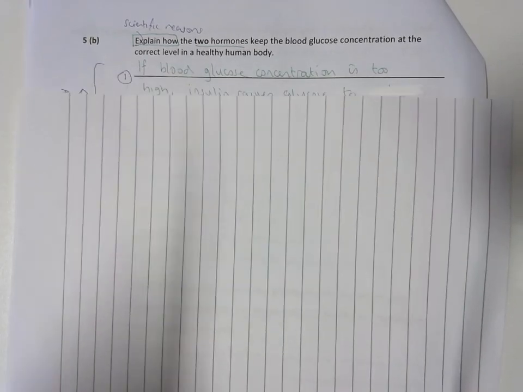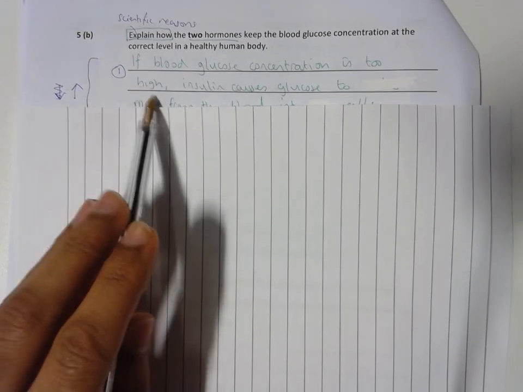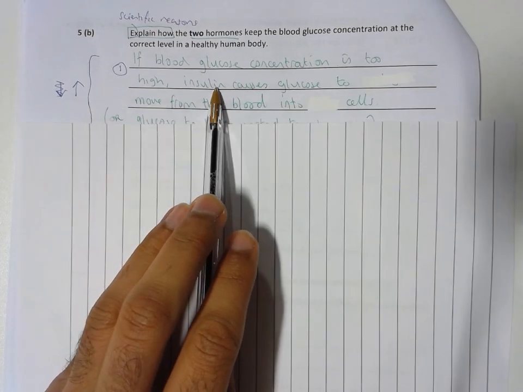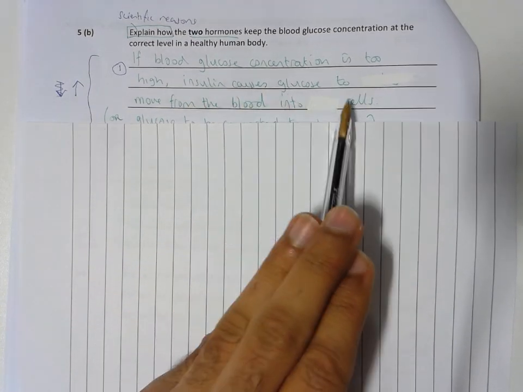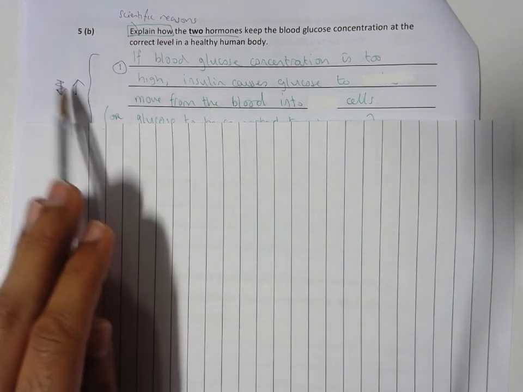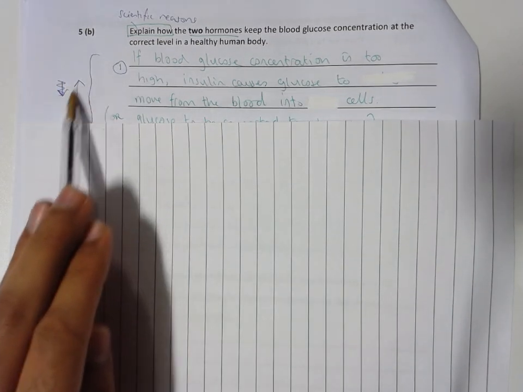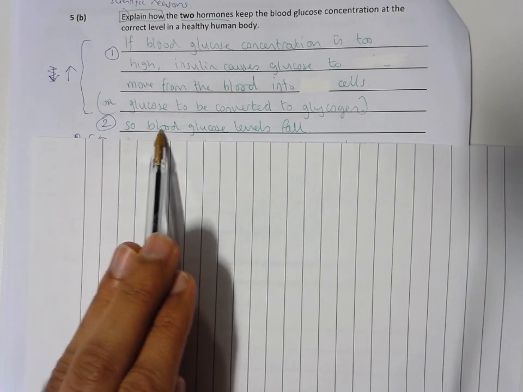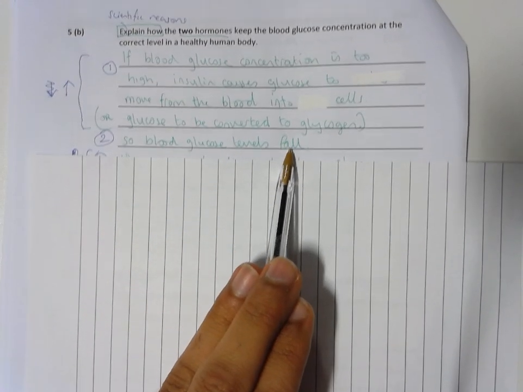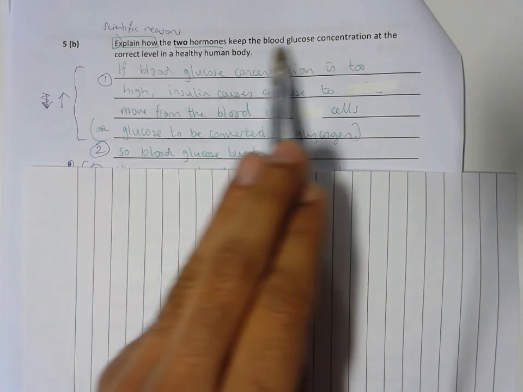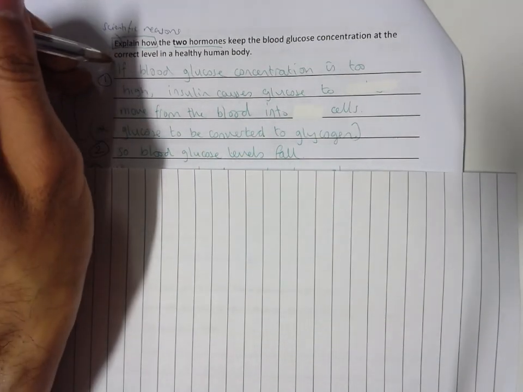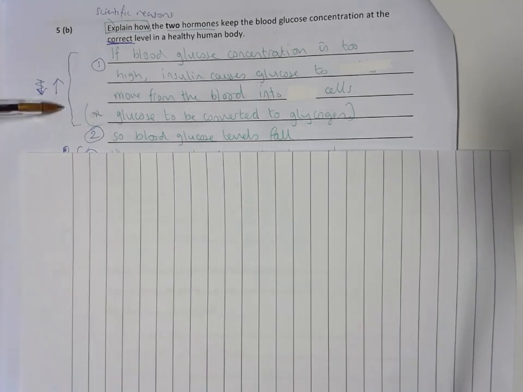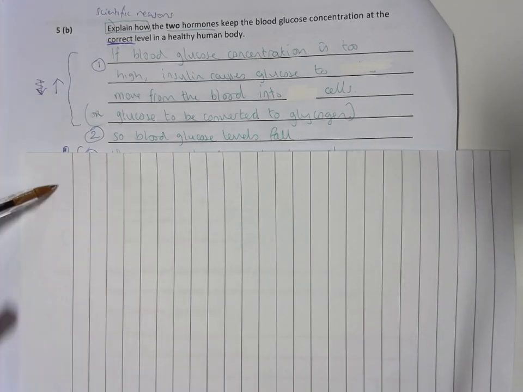So, if blood glucose concentration is too high, insulin is released from the pancreas and causes glucose to move from the blood into the cells. That's the 1st mark I've got for saying what happens when blood glucose levels are too high. And the result is blood glucose levels will fall. So I've already explained how we keep the blood glucose concentration at the correct level. I've talked about what happens when it goes too high. Now I'm going to talk about what happens when it goes too low.